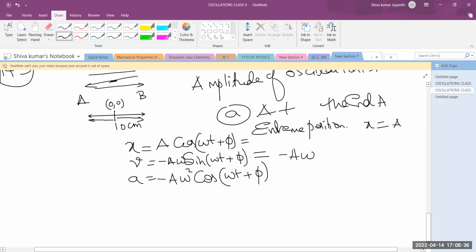And what about the acceleration at the extreme position? Yes or no? Understood that? Both are negative at the extreme position. Velocity is also negative, acceleration is negative. Because of this sign, you have to check what happens to sine and cos. Are you listening?